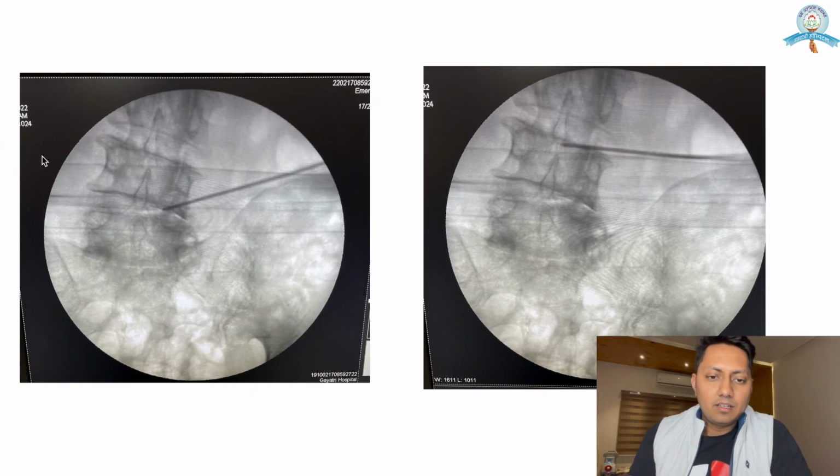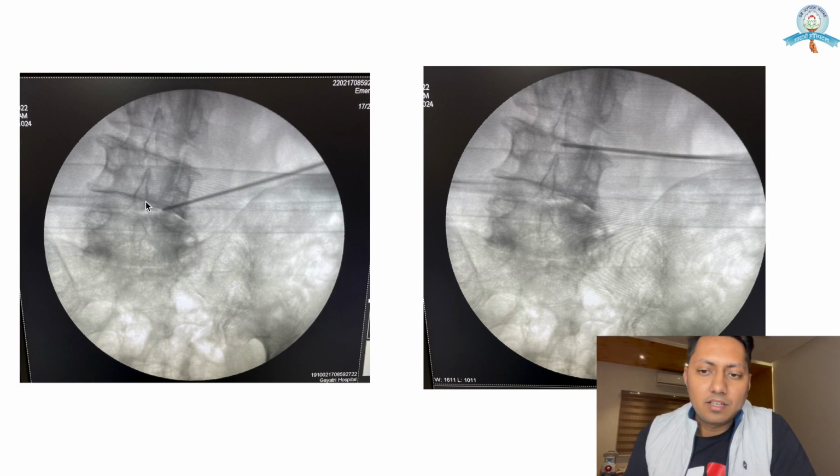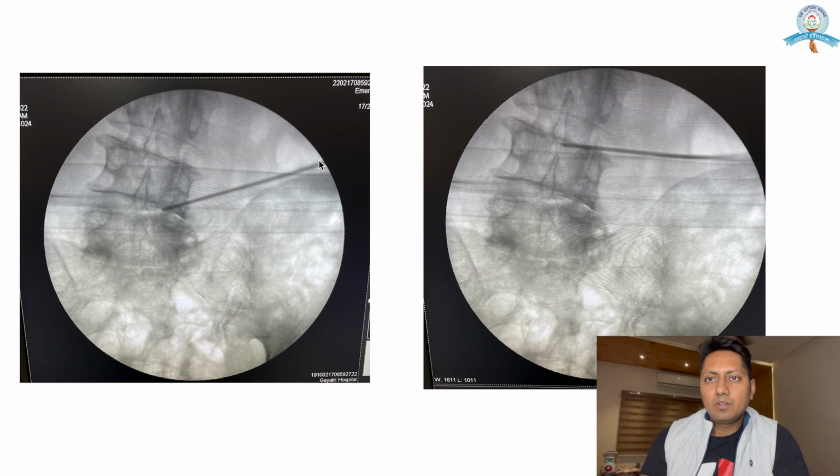So I had taken the patient in the OT, I had given local anesthesia, and this was my line drawing and how I had planned. I had planned to do a transforaminal endoscopic decompression of the L4-5 and L3-4 disc spaces. I would address all 3 zones in L4-5 and just the middle zone in L3-4.